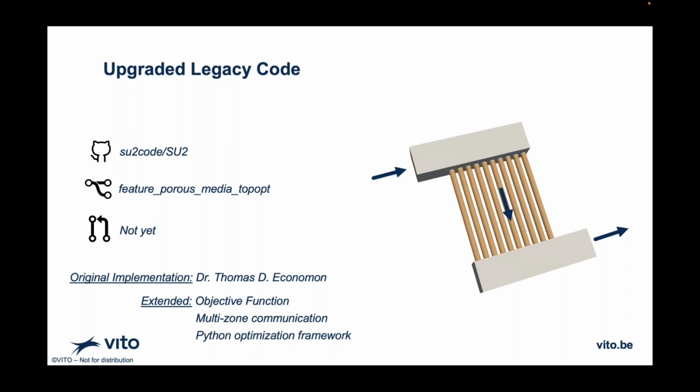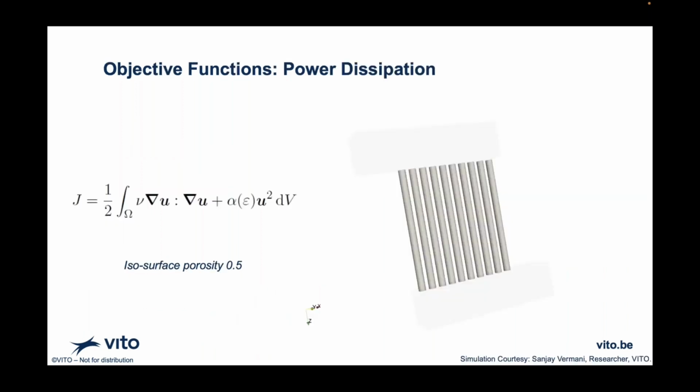What I'll show you are some results for a manifold design in which the flow is going in, there are some, let's say, radiator pipes, and then the flow is going out. And what I'll show you is the design of these manifolds through topology optimization. So first of all, this is the very standard objective function, which is power dissipation in a flow field.